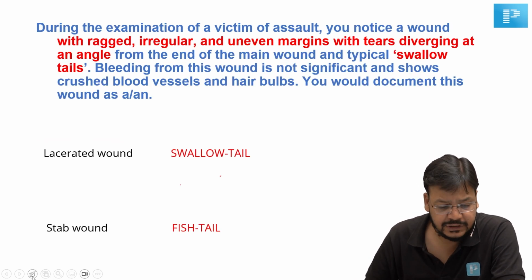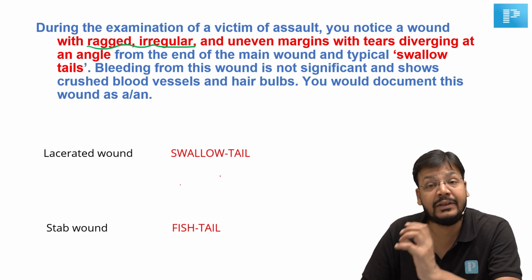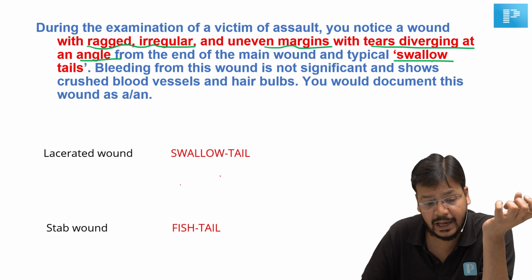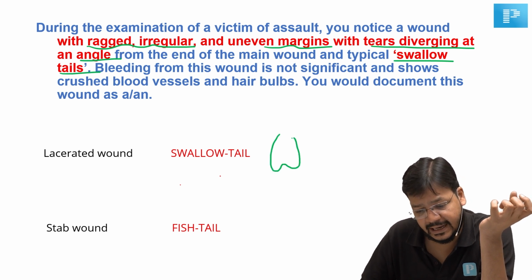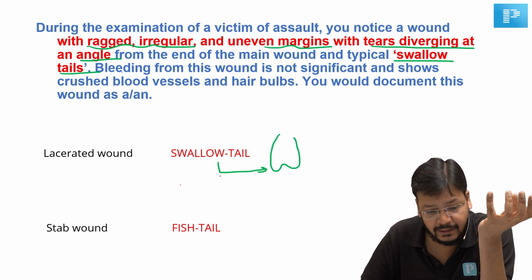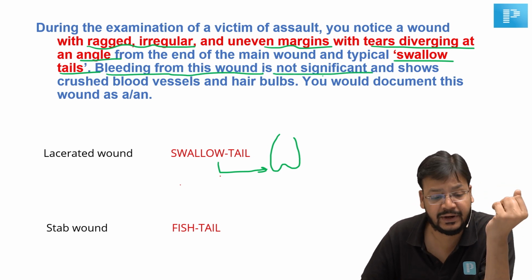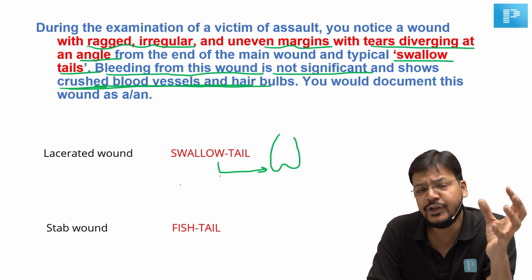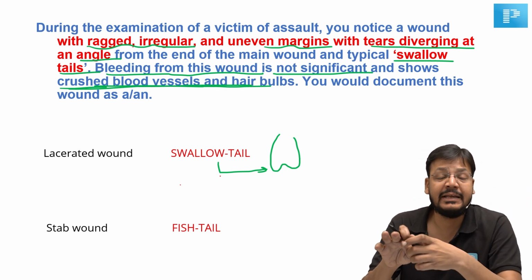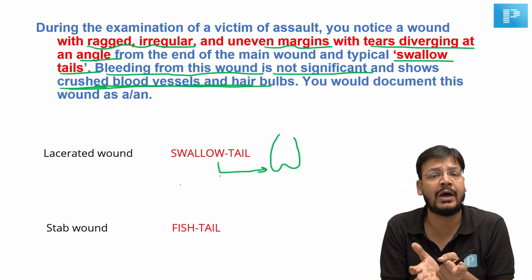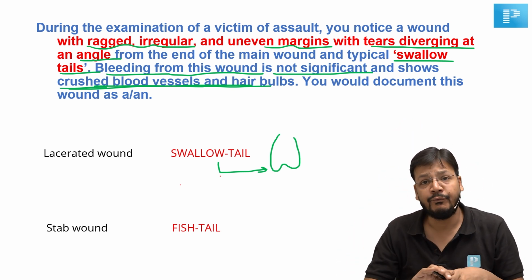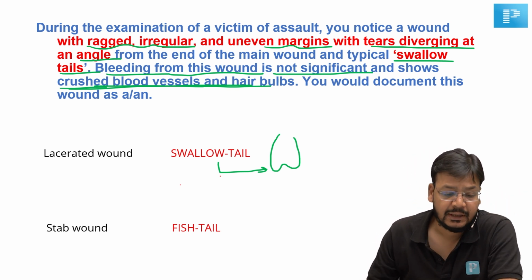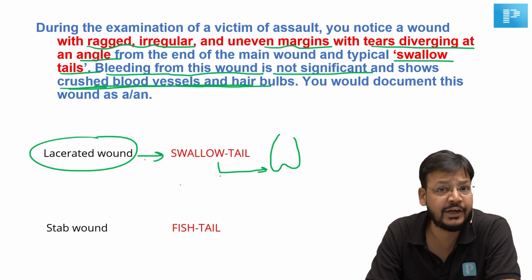Now, sir, if you see some injury, listen very, very carefully, with ragged, irregular, uneven margin, with tear diverging at the angle and swallowtail. And my dear friend, bleeding of the wound is not significant and showing crushed blood vessels and hair bulb. So, Dr. Saab, this is by a heavy blunt force that will produce the swallowtail, irregular, uneven margin with crushed blood vessels. Your blood vessel is crushed, hair bulb is crushed. This is none other than lacerated wound.